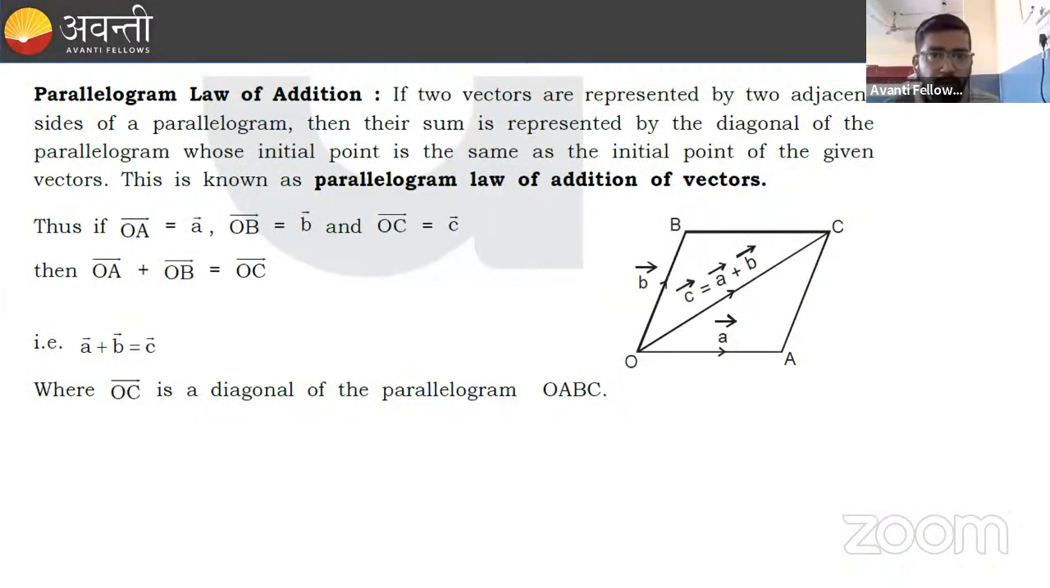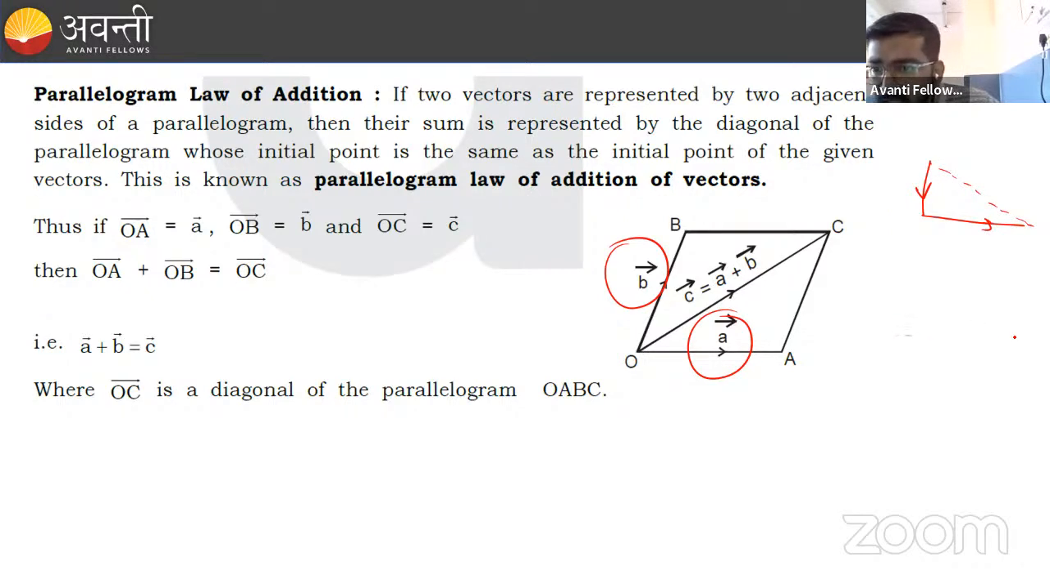Now, the parallelogram law of addition of vectors. If two vectors are like this, first I'll tell you this is a bar, this is b bar. Earlier it was the triangle law of addition because the vector representation was like this, so these two can be said to be the sides of the triangle. You can draw the third side and understand things.